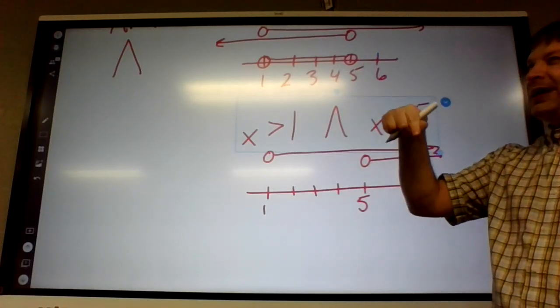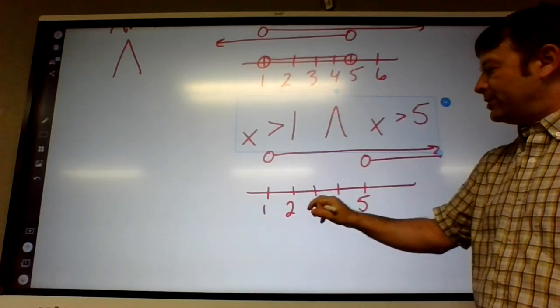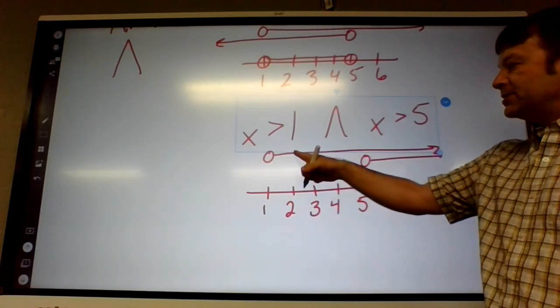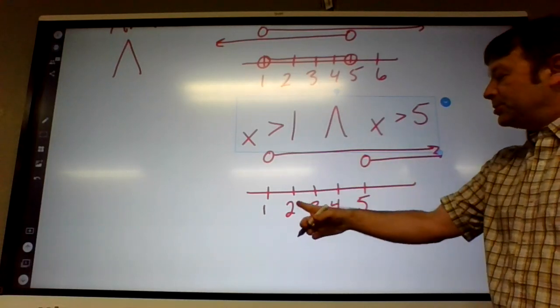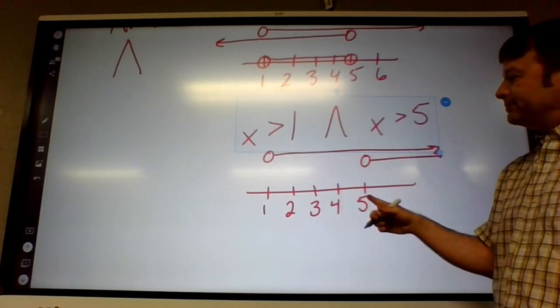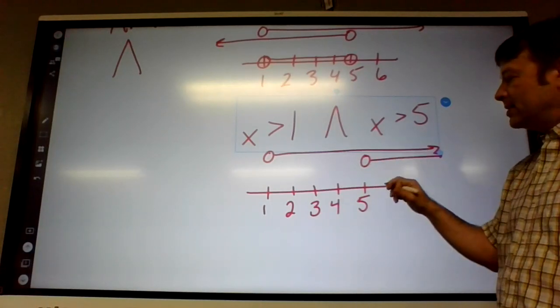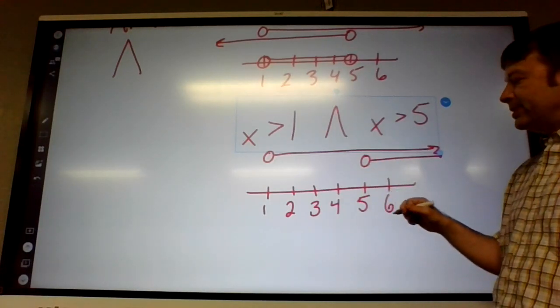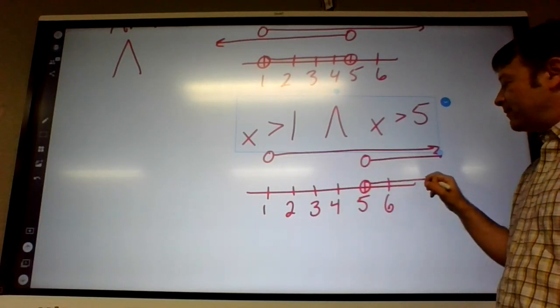What numbers are greater than 1 and greater than 5? Is 2 greater than 1 and greater than 5? No, because it's only greater than 1. It's got to be true for both of these. It's got to be this and that. So 2 doesn't work, 3 doesn't work, 4 doesn't. Does 5 work? No, because 5 is not greater than 5. Does 6 work? Yes. So the actual answer is everything bigger than 5.